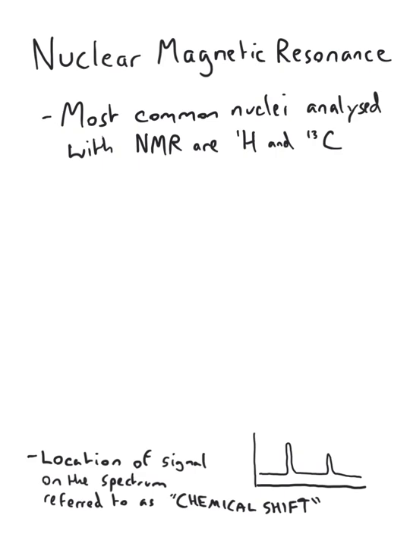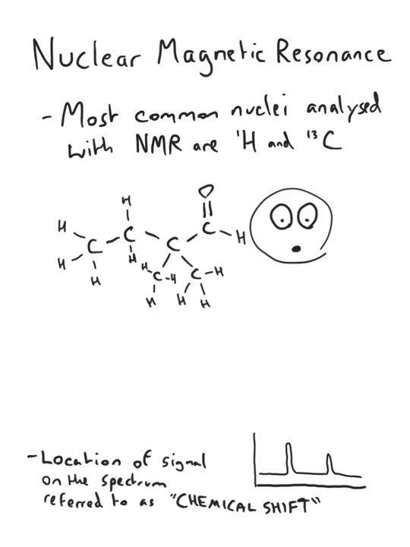The most common atoms to be analyzed using nuclear magnetic resonance are the proton and the carbon-13 isotope of carbon. Incidentally, this makes NMR extremely useful in organic chemistry, as all molecules will have a carbon and most will have hydrogens.